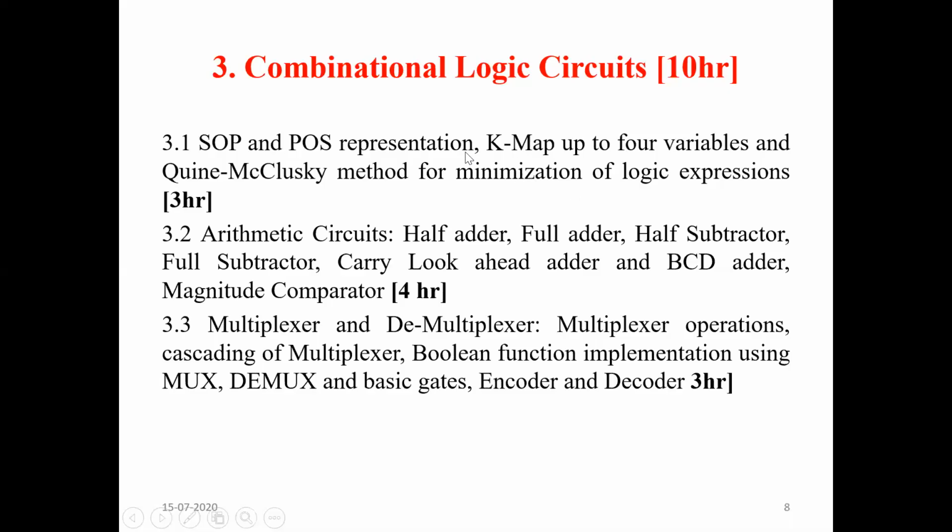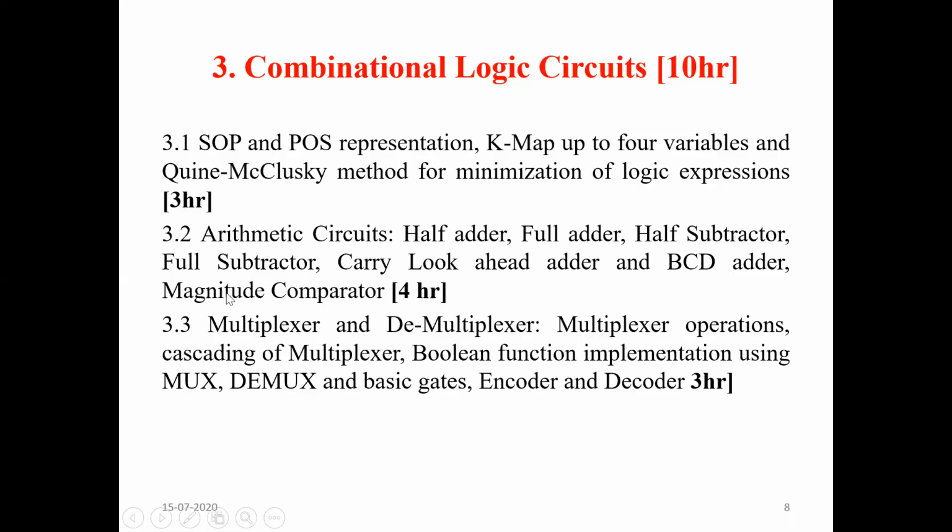Then comes the 3.2, the arithmetic circuits, like half adder. If you are adding 2 numbers, then a carry is generated and all. So here it is a half adder. Half adder circuit means it does not give you a carry. Full adder is there. Then if I want to subtract 2 things, we have the half subtractor, full subtractor, look ahead adder, and the BCD adder. We are studying BCD code, so we are studying the BCD adder.